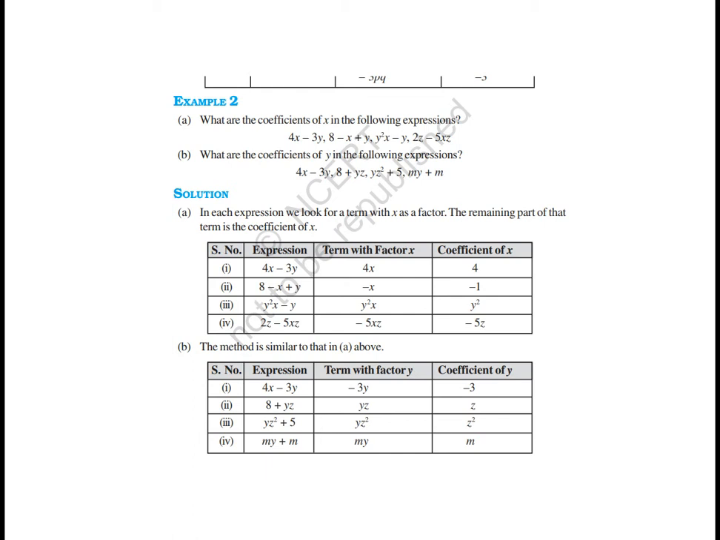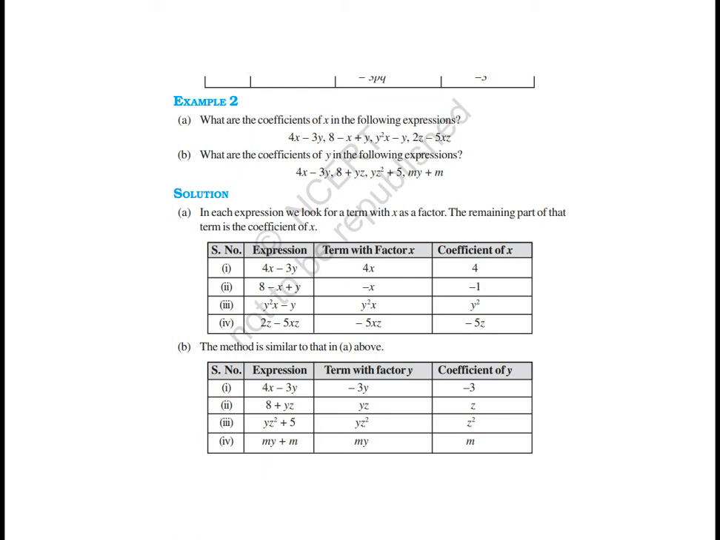Y square x minus y, इसमें आपको x का coefficient निकालना है. Can you say x का coefficient is y square? Yes, x का coefficient is y square, but it is not the numerical coefficient. It is the variable coefficient, so that is y square.